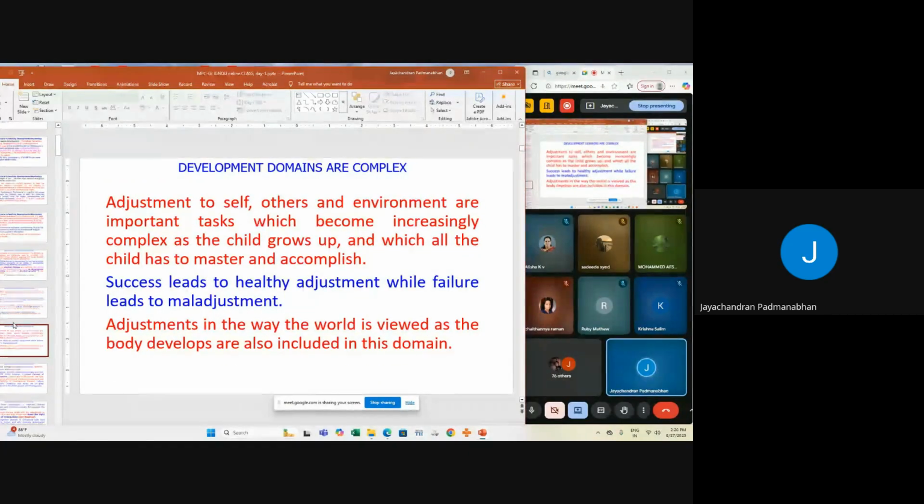Adjustment to self, others, and environment are important tasks which become increasingly complex as a child grows up, and which the child has to master and accomplish. Success leads to healthy adjustment, while failure leads to maladjustment. Adjustments in the way the world is viewed as the body develops are also included in this domain.